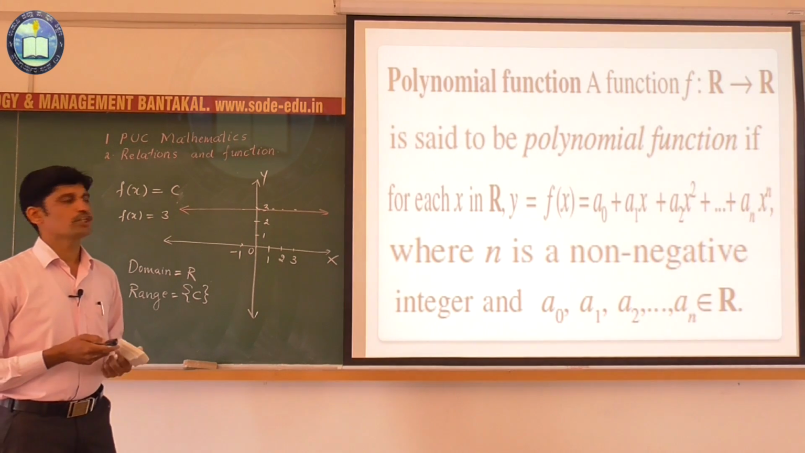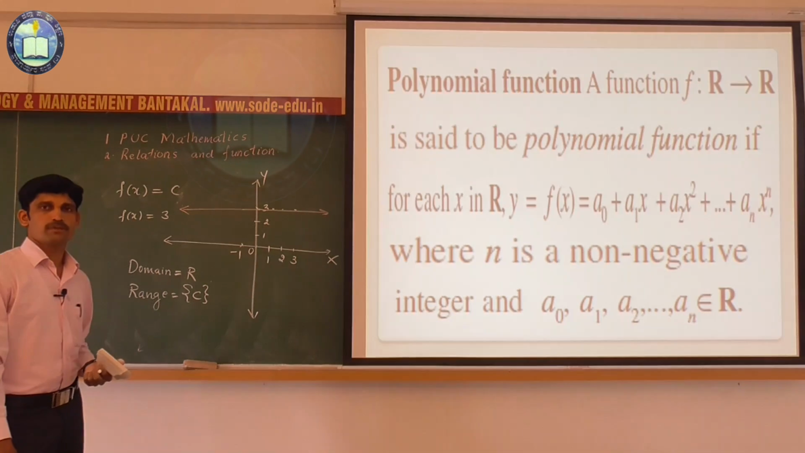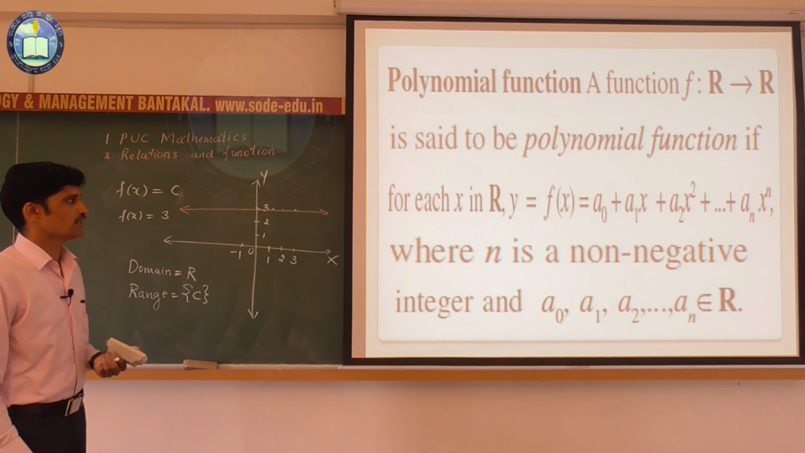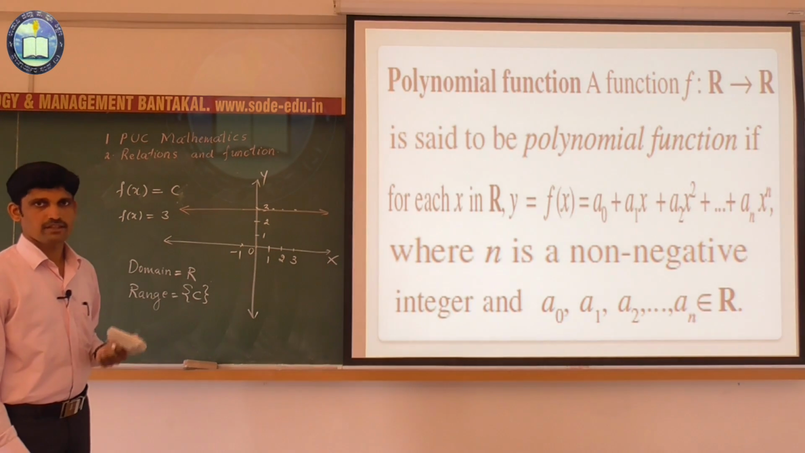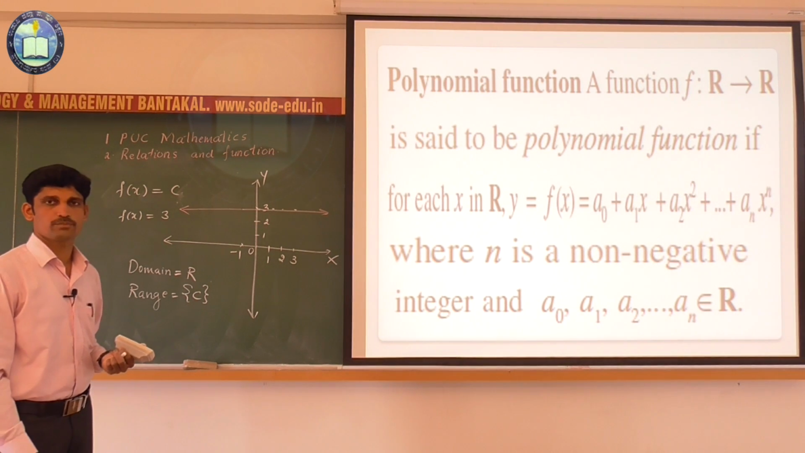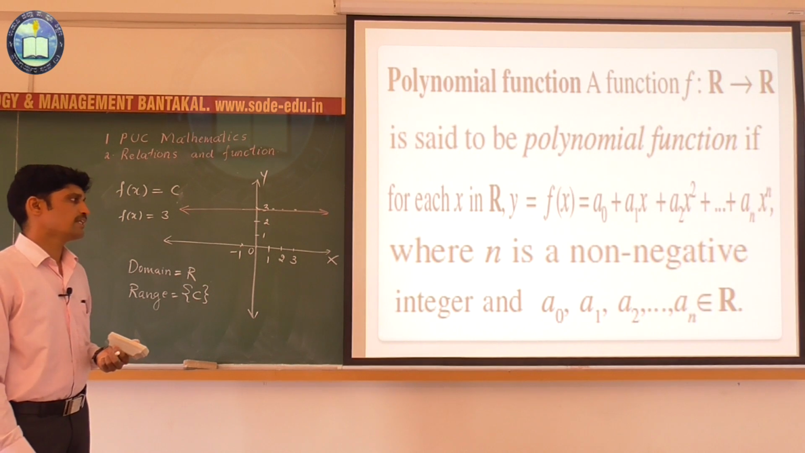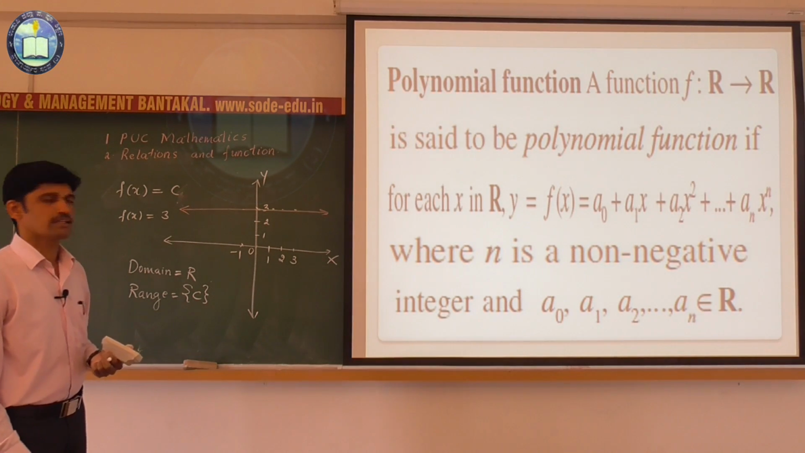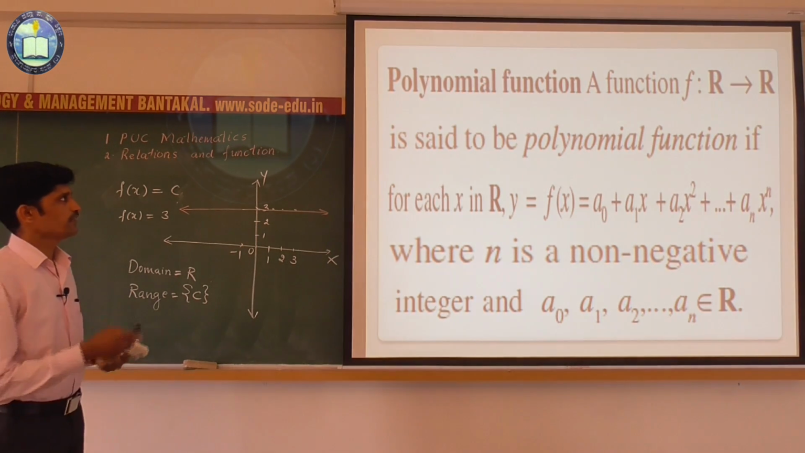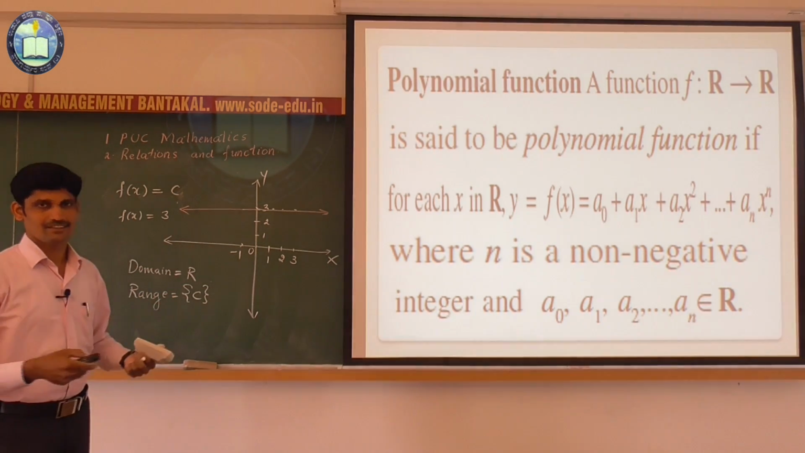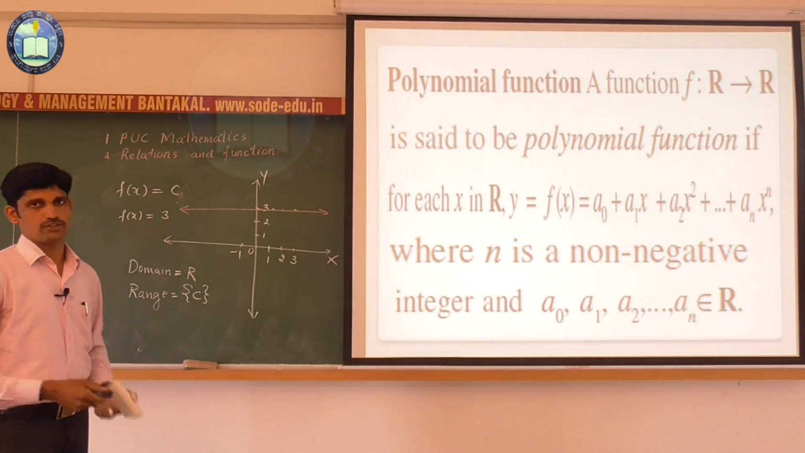The next function is the polynomial function. A function f from R to R is said to be a polynomial function if for each x in R, y is equal to f of x is given by a0 plus a1x plus a2x square and so on up to an x power n, where n is a non-negative integer. Non-negative integer means integers greater than or equal to 0, and a0, a1, a2 up to an are real numbers. This is a polynomial function. If we give values to a0, a1, a2 up to an, then you will get a particular polynomial function.